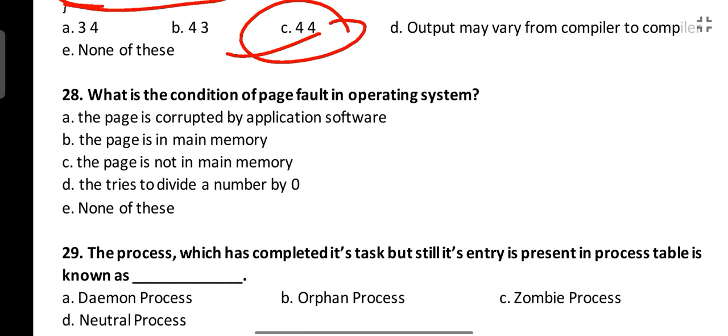Next is, what is the condition of page fault in operating system? So what is page fault? Page fault means the page which is requested is not present in the memory. So let's see what is the correct option. The page is in memory. No, the page is not in memory. Yeah, option C is the correct option. Correct answer: the page is not in main memory.